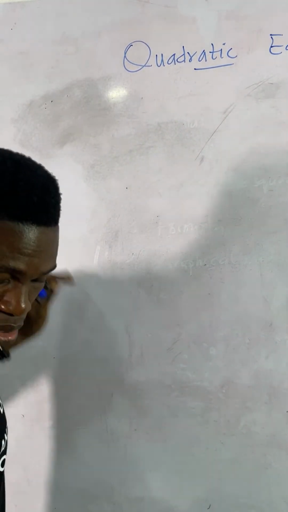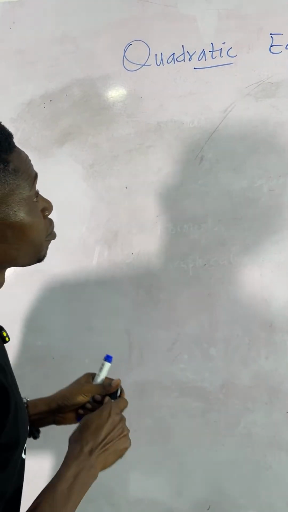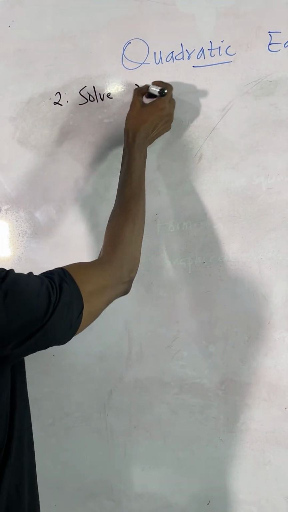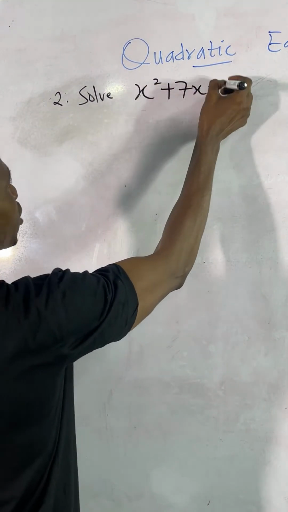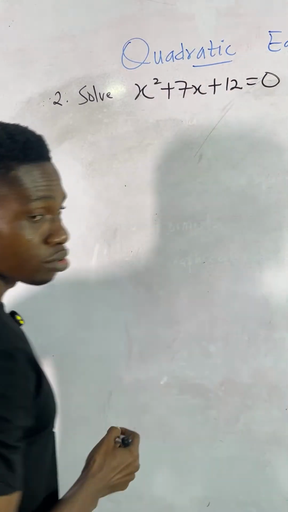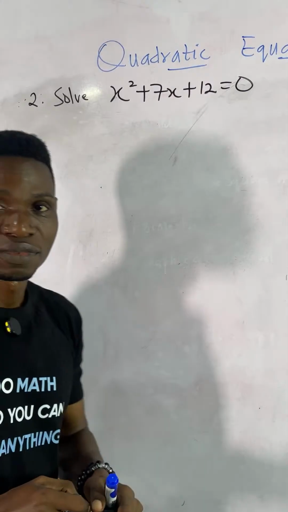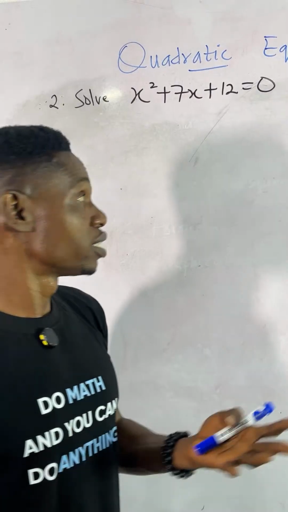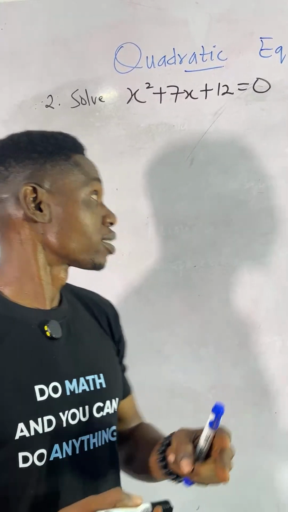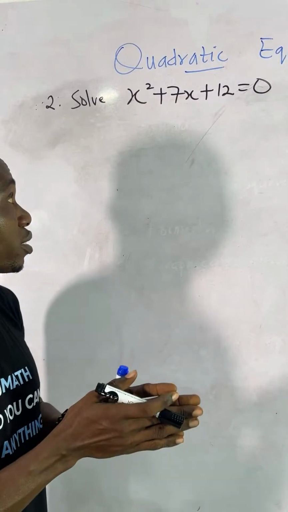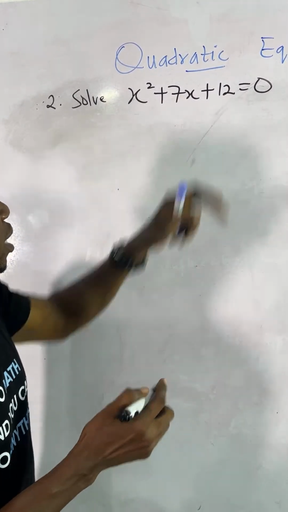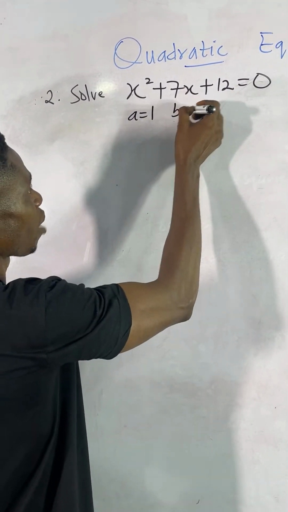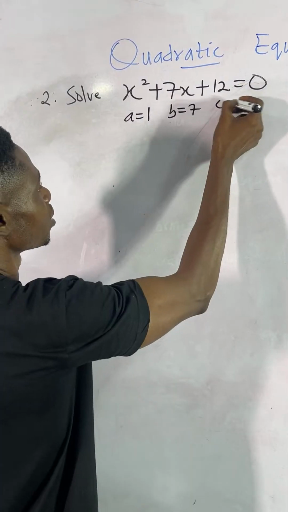So still on factorization method, we want to solve another problem. Example 2 says solve x squared plus 7x plus 12 equal to 0. So we're factorizing, and what we do in factorization is that we look for two numbers whose product is AC. First, our A in this case is 1, our B is 7 and our C is 12.